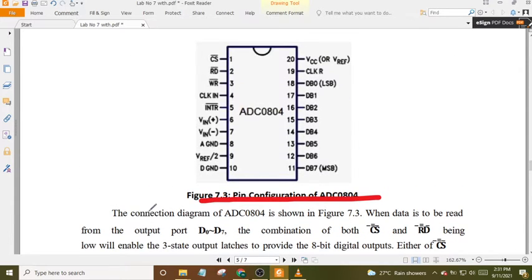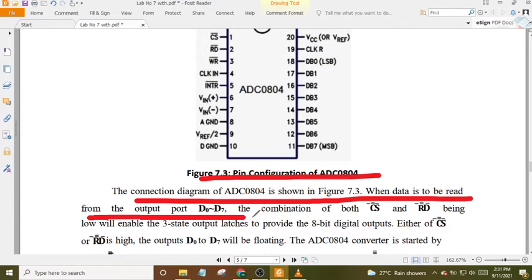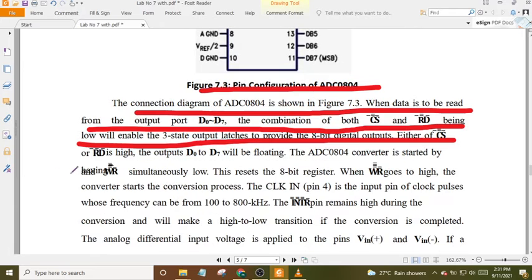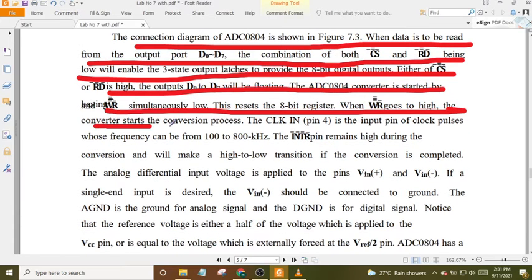The connection diagram of ADC0804 is shown in figure 7.3. When data is read from the output port D0 to D7, the combination of both CS and RD being low will enable the 3-state output latch to provide 8-bit digital outputs. If RD is high, the outputs D0 to D7 will be floating. The ADC0804 converter is started by CS and WR having simultaneous low. This resets the 8-bit register. When WR goes to high, the converter starts the conversion process.